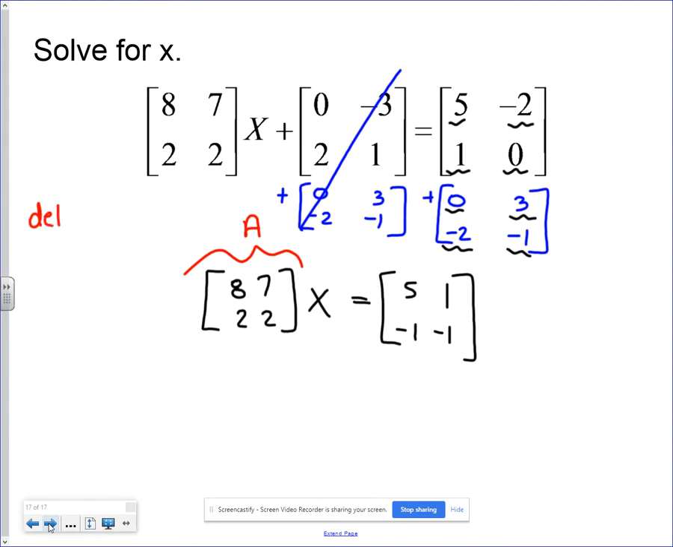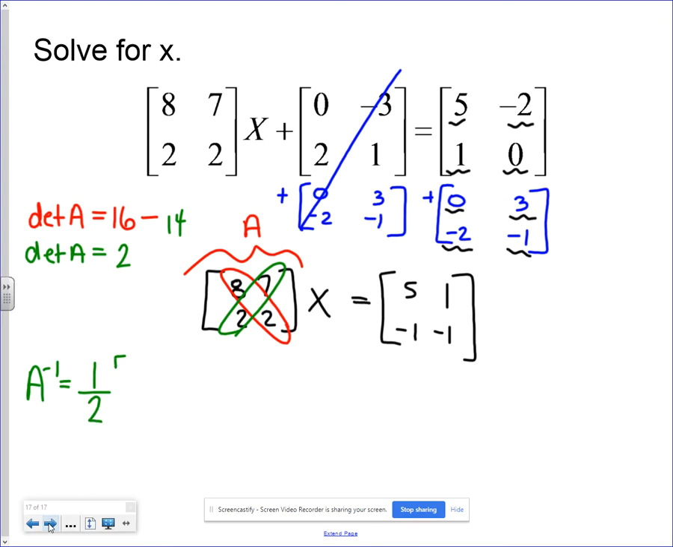To find the inverse, we find the determinant first. So let's calculate the determinant for A. 8 times 2 is 16 minus 2 times 7, which is 14. So the determinant of A is 16 minus 14, which is 2. To find the inverse of A, we do 1 over the determinant, so 1 over 2. And the ones that I circled in red, remember, when we're finding the inverse, we switch those two. The ones that I circled in green, we change the sign of those.